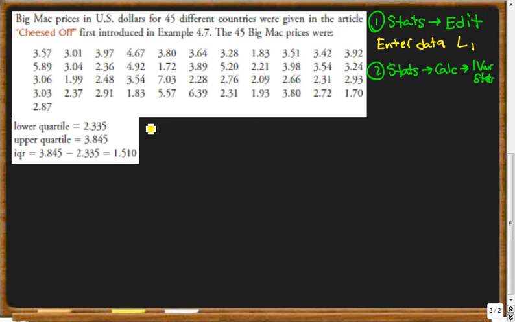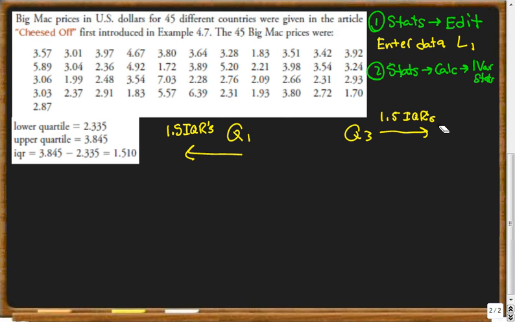We first have to take this number and multiply it by 1.5, because our definition of an outlier is that it's got to be 1.5. Basically, if you think about it this way, an outlier has got to be more than 1.5 IQRs below the first quartile, or 1.5 IQRs away from the third quartile on the upper end.